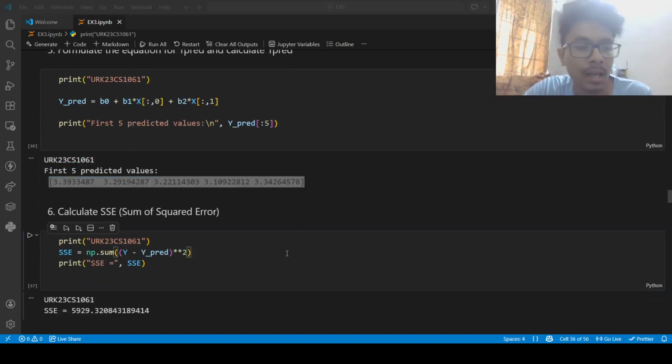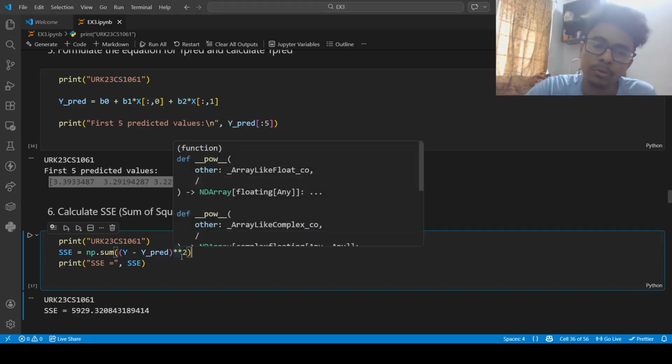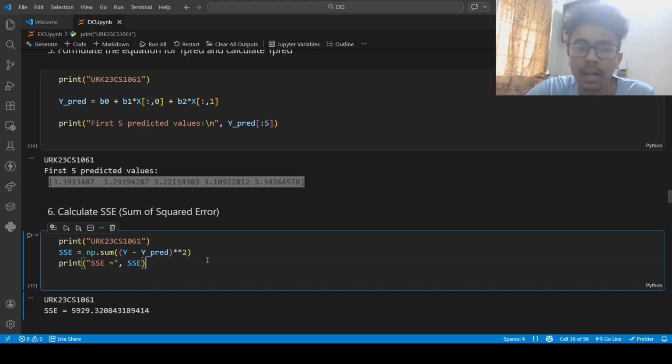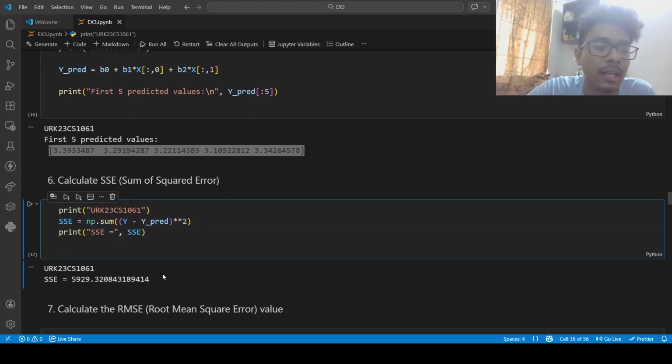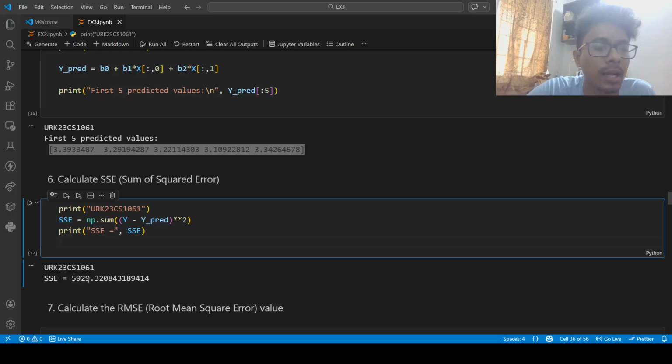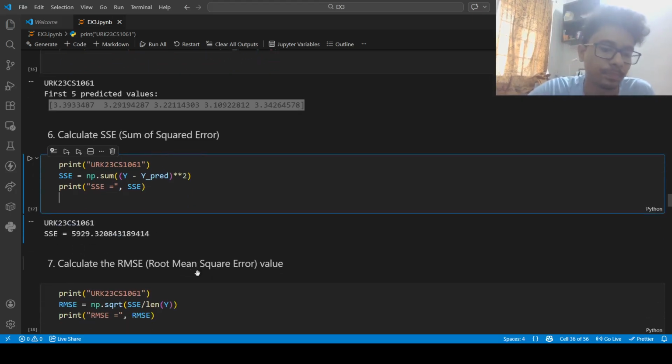Okay, moving further, find out sum of squared errors. So as usual, I have used numpy for this, summation of y minus y prediction the whole square, and that gives you the formula and gives you the answer as 5929.320.